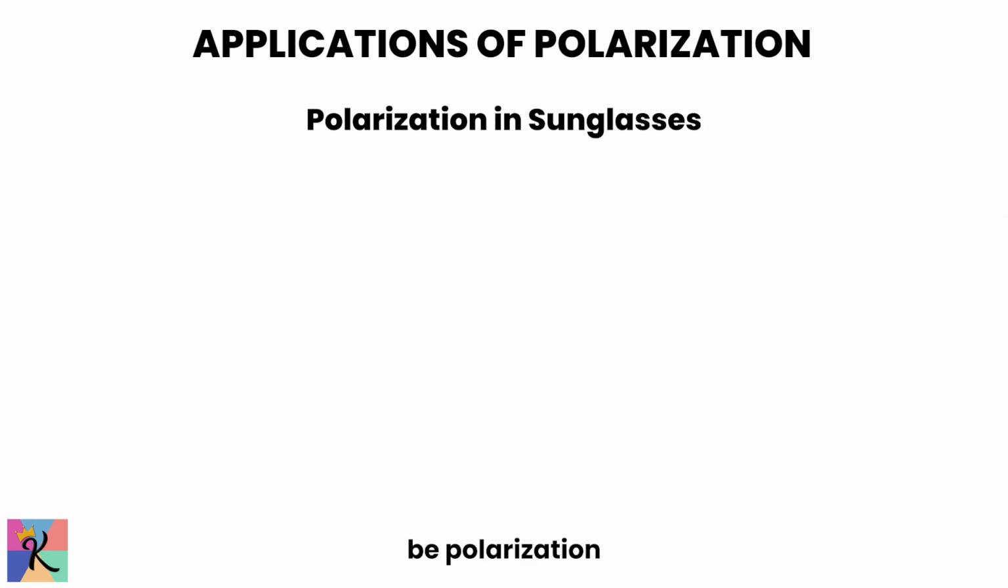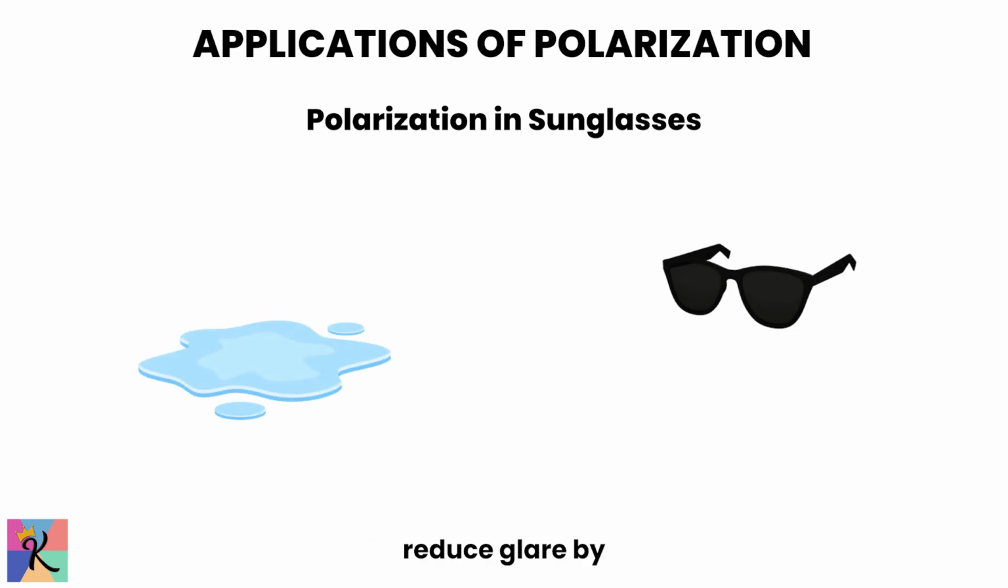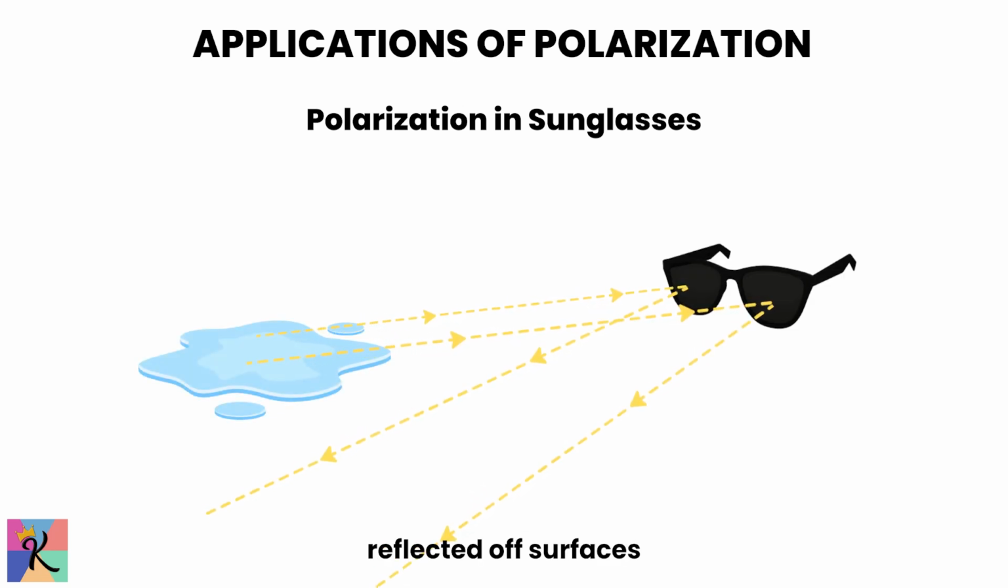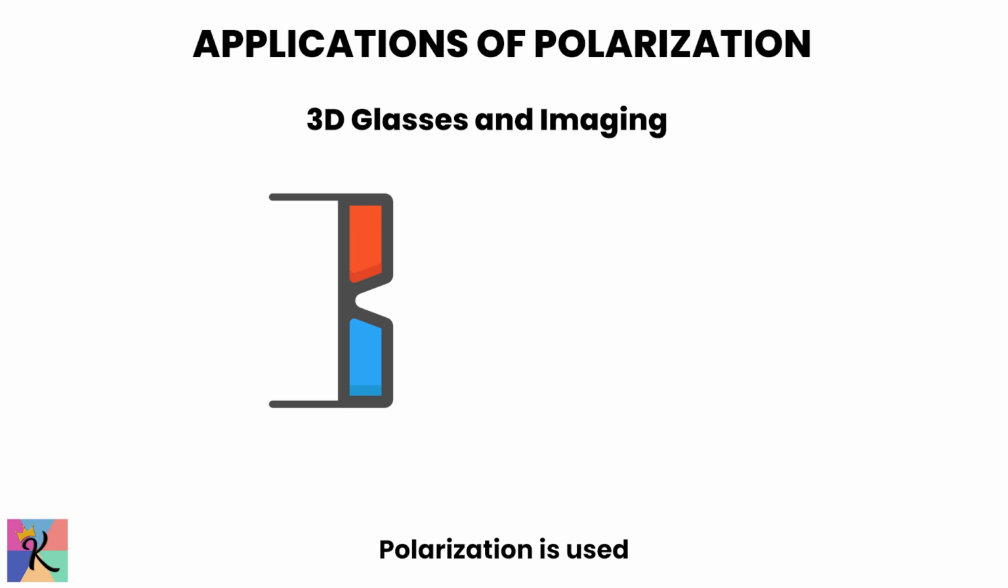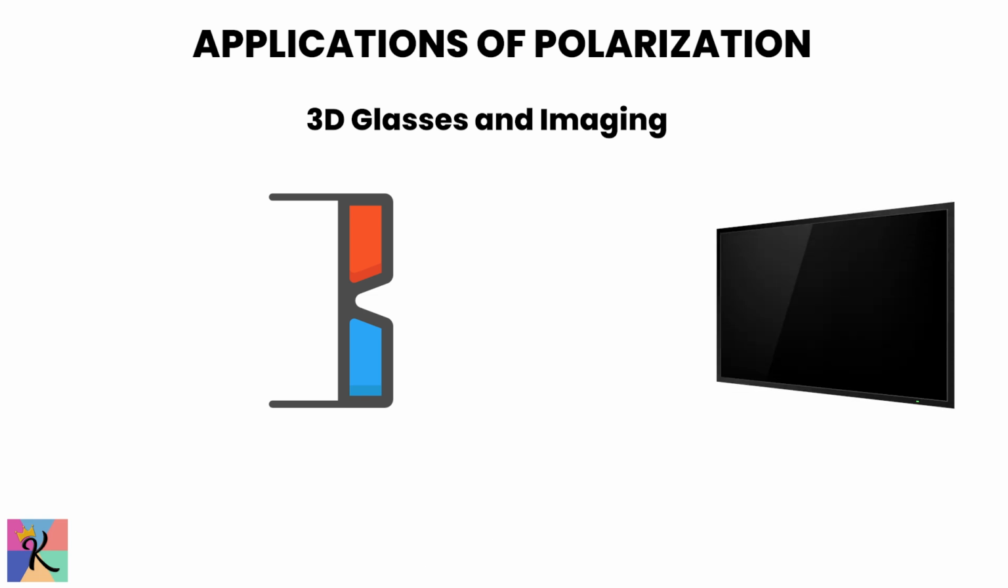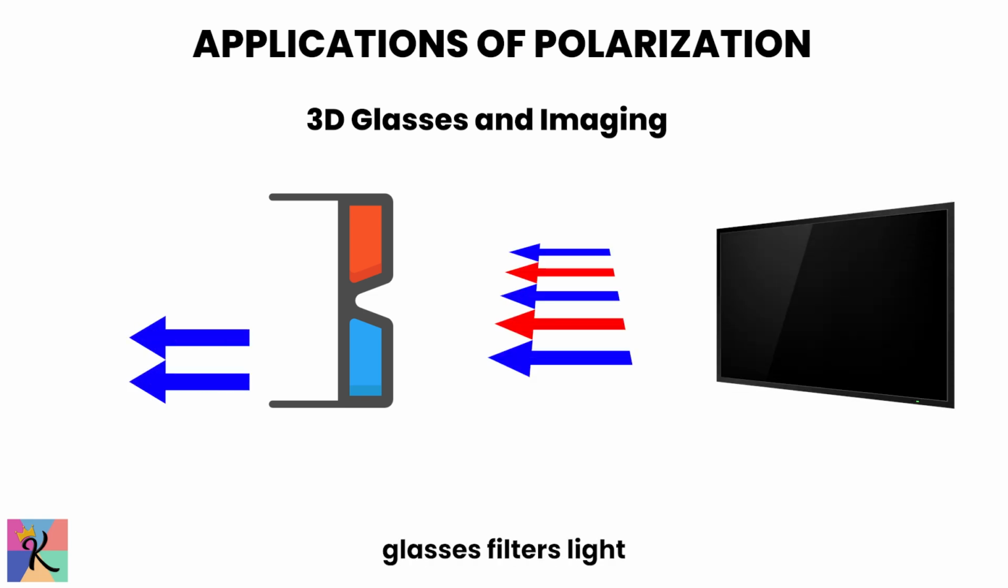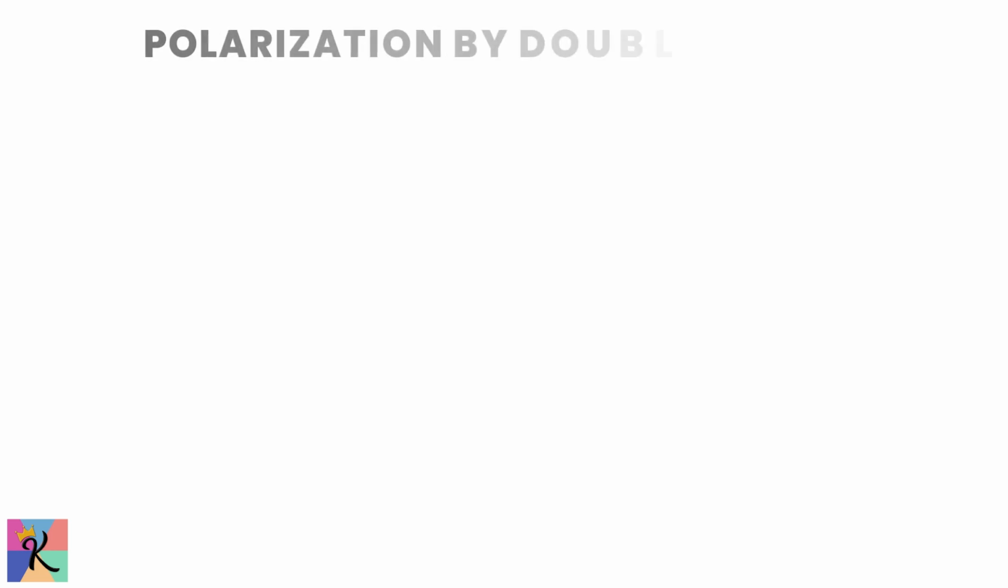Second would be polarized sunglasses. Polarized sunglasses reduce glare by blocking horizontally polarized light, which is commonly reflected off surfaces like water or roads. And the third is 3D glasses and imaging. Polarization is used in 3D movies and imaging techniques. Each lens of 3D glasses filters light polarized in a specific direction, allowing each eye to see a slightly different image, creating a three-dimensional effect. These applications highlight the importance of polarization in both everyday life and advanced technologies.